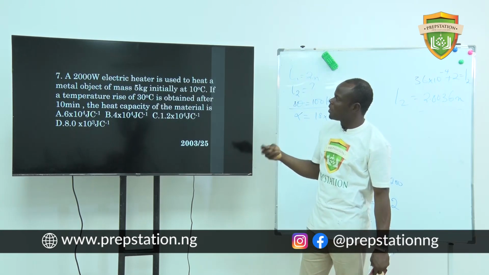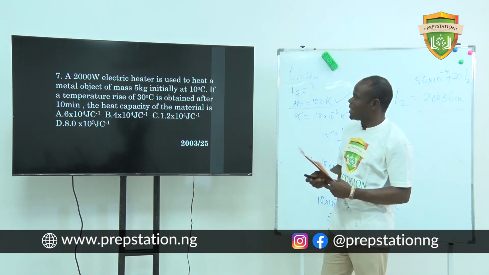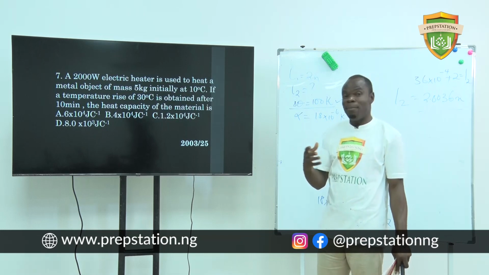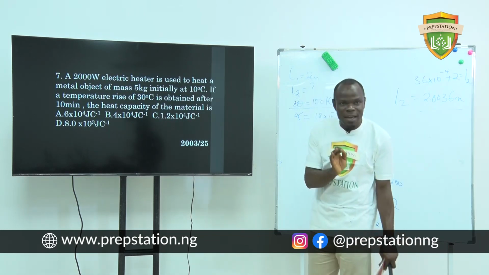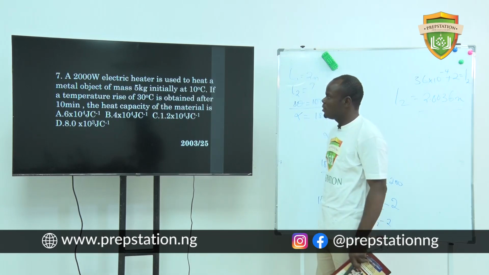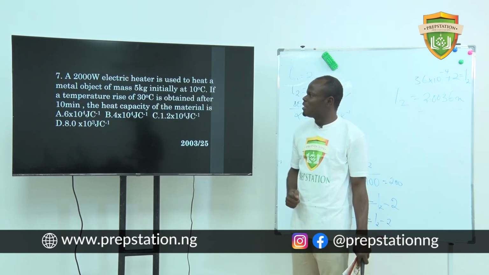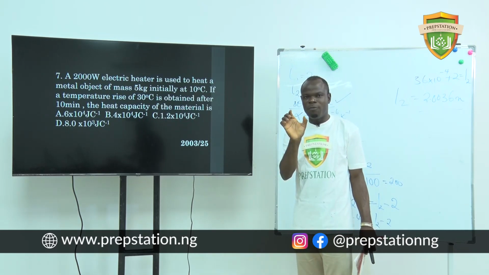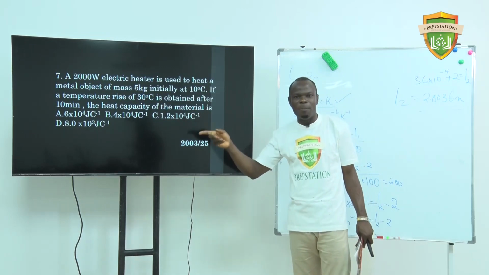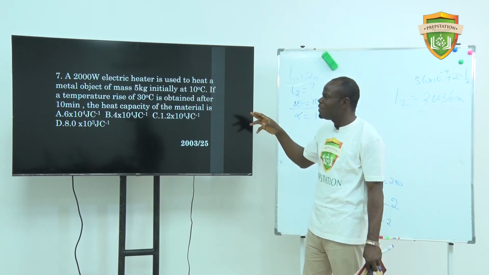So let's move to the next question. This one says a 2000 watt electric heater is used to heat a metal object of mass 5 kg, initially at 10 degrees Celsius, that's the initial temperature. If the temperature rises to 30 degrees Celsius, so the difference becomes 20, it's obtained after 10 minutes, that's the time. The question is, what is the heat capacity of the material?